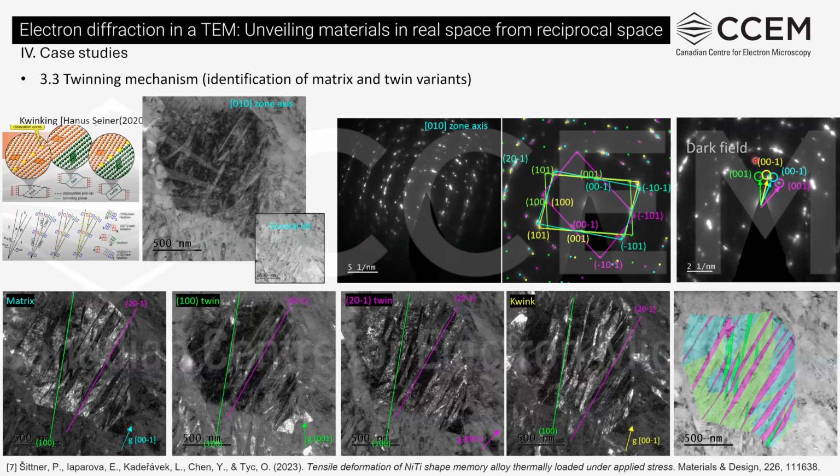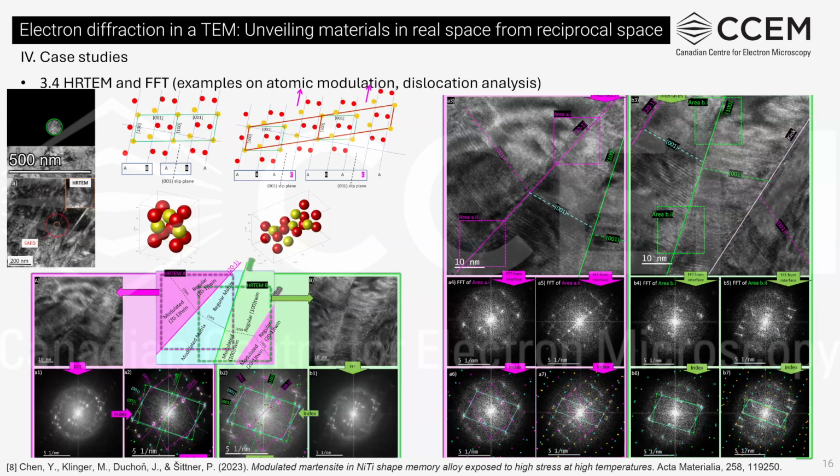Moreover, by using the dark field imaging technique and the indexation on the diffractogram, we can reconstruct the grain. So here, the cyan area is the matrix. The green area is the 100 twins. The yellow areas are the kinks, and the magenta area is our famous 20-1 quicks. In this way, a newly developed hypothesis of a deformation mechanism was proved by electron diffraction.